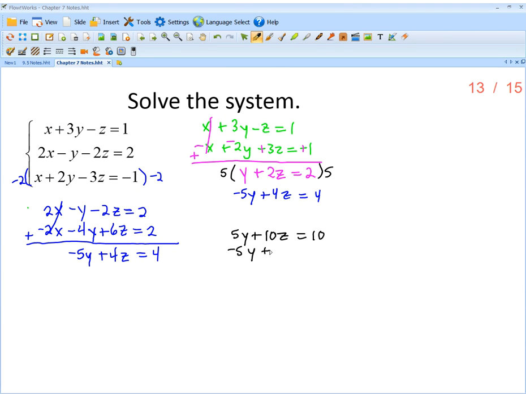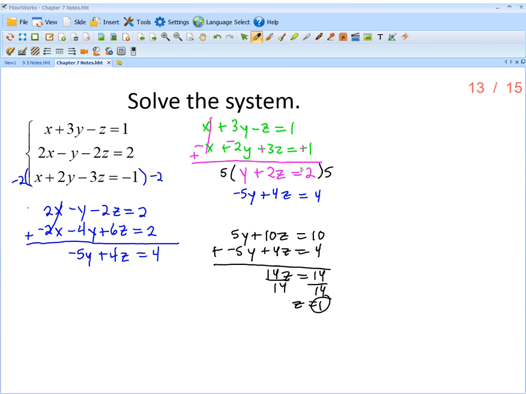Negative 5y plus 4z is equal to 4. Still have that one. Adding them, I get 14z is equal to 14. Divide by 14, z is equal to 1. Yay, you got your first answer.